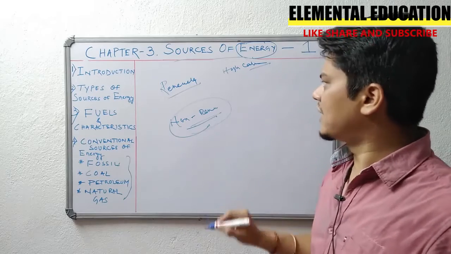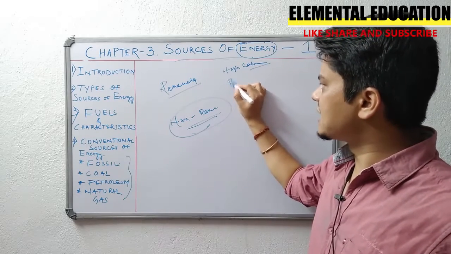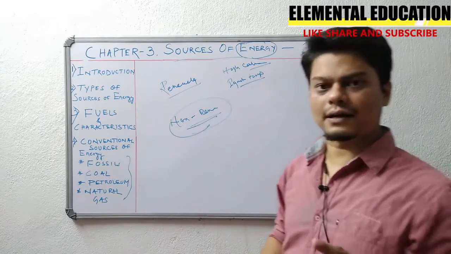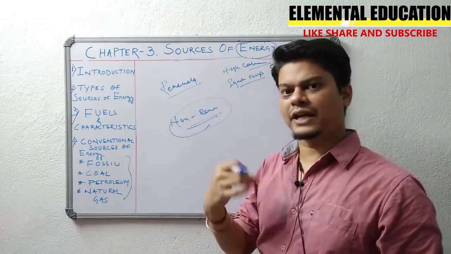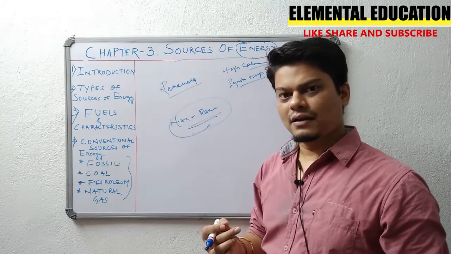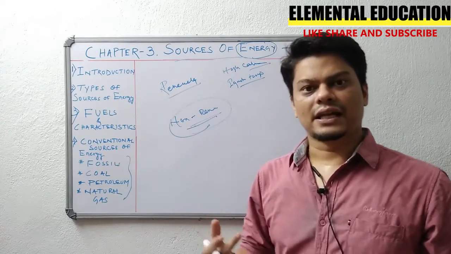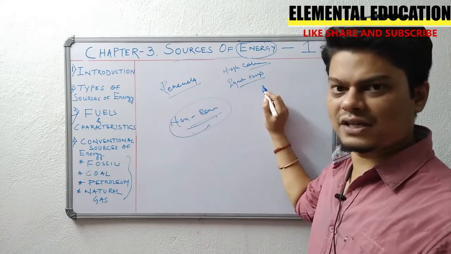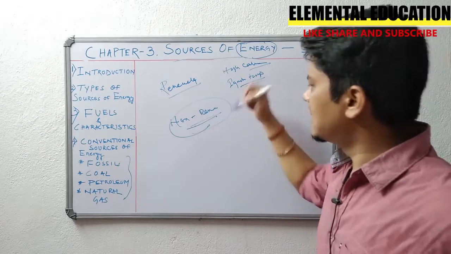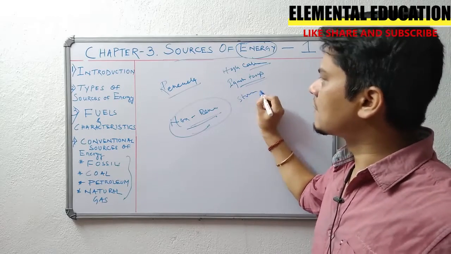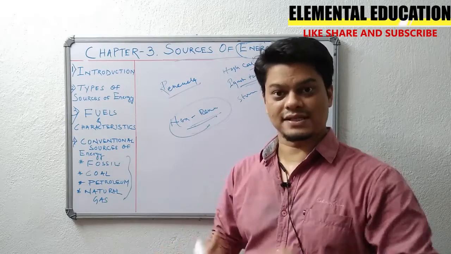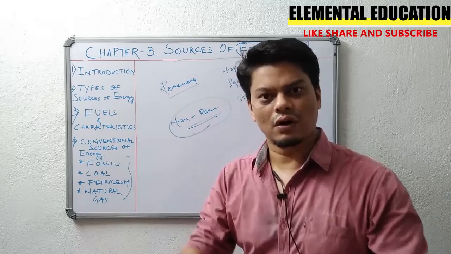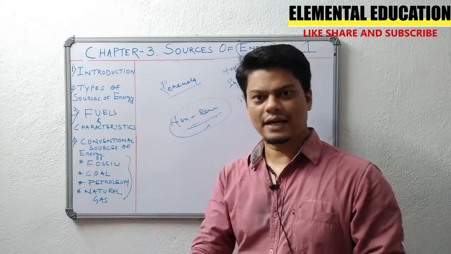Then ignition temperature, right? Ignition temperature should be correct. It should not be very low or very high. If it is very low, what will happen? We cannot store it. It will burn suddenly. So ignition temperature should be perfect for our daily uses. Then third is storage and transportation. The energy, whatever we are purchasing or getting from our earth's crust, we as individuals cannot go every day and dig it out.